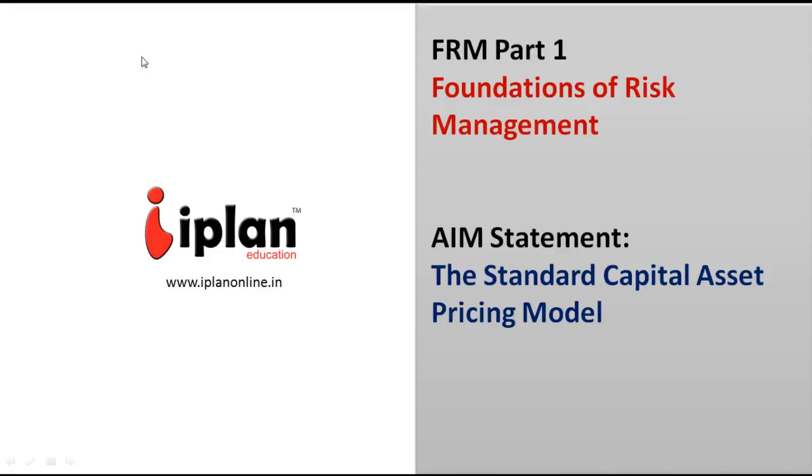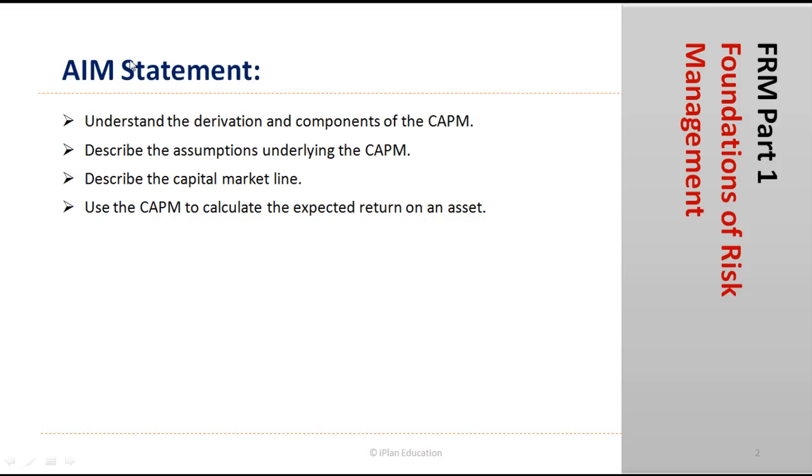Foundations of risk management. Next aim statement is the standard capital asset pricing model. Under this aim statement, we are going to understand the derivation and various components of capital asset pricing model. Then we look at the various assumptions underlying capital asset pricing model. Then we'll describe what is capital market line, and finally we learn to use the capital asset pricing model to calculate the expected return on a particular asset.